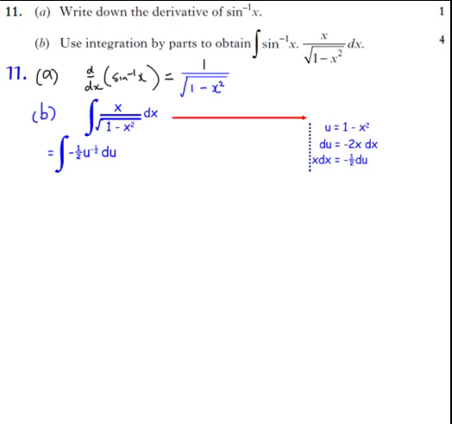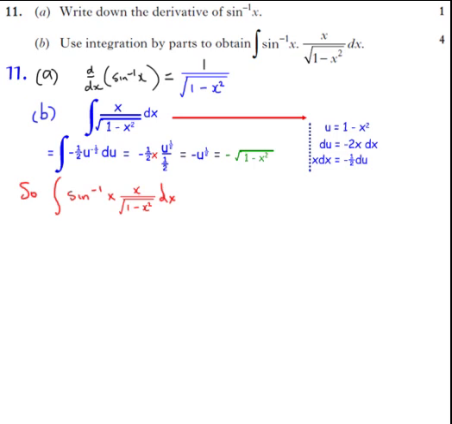Adding 1 to the power is u to the plus a half divided by a half, multiplied by the negative a half. The half will cancel with the negative a half to give a negative 1. So that will be negative u to the half. Putting the u back in, that is negative 1 minus x squared to the half, which is negative the square root of 1 minus x squared.